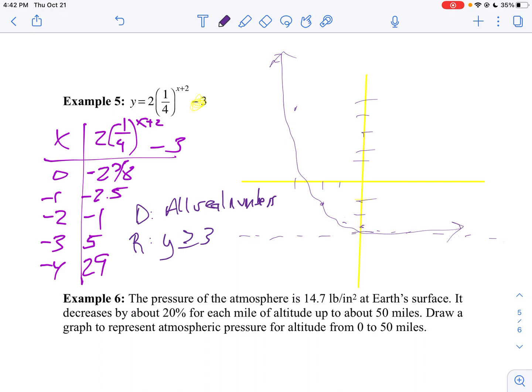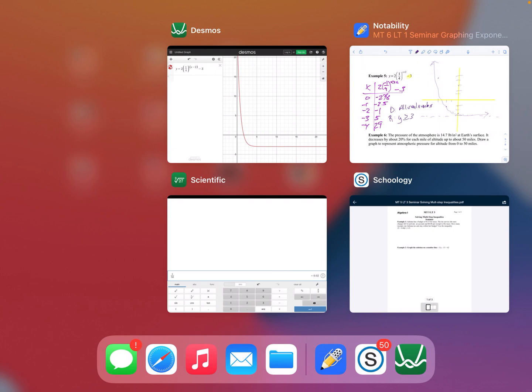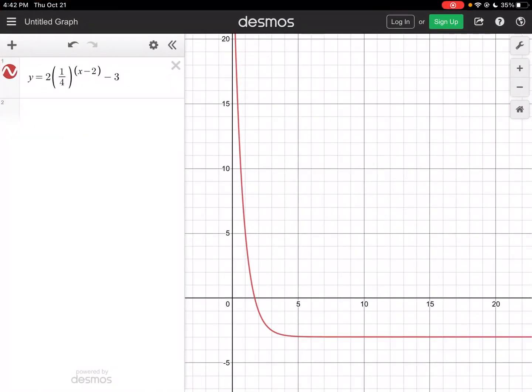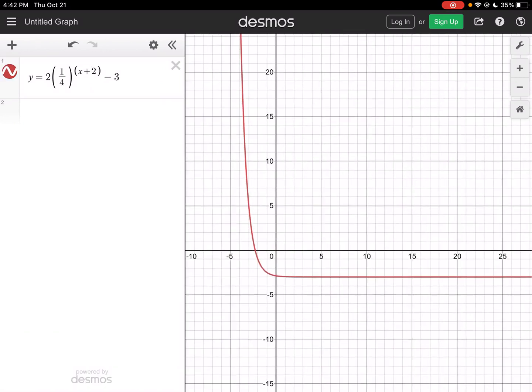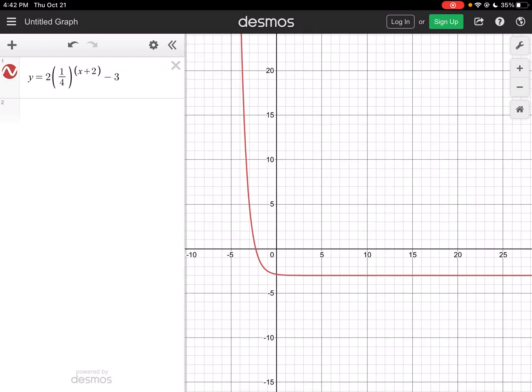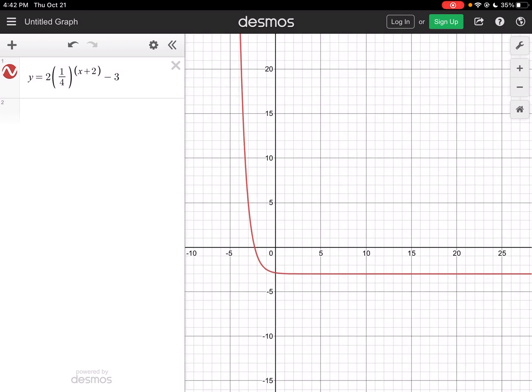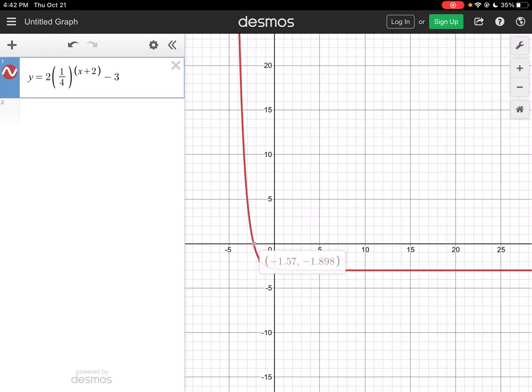Now let's take a look at a graph on technology so it looks a little bit nicer. And I think I plugged this in, but I think I put a minus sign instead of a plus sign. So let me change that to a plus sign. And now we can see it. And let me shift that in so you can see it. So we can see it's been shifted over 2 units. And then it's also been shifted down 3 units. And there you have it.